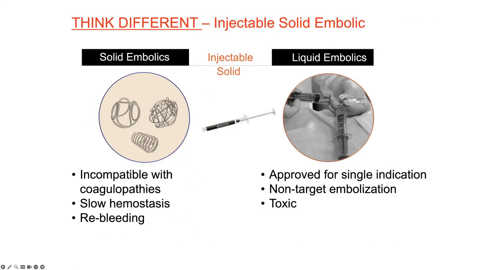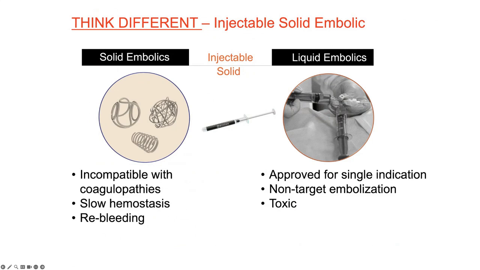The other category of embolics are what they call liquid embolics, which are polymers that precipitate in the blood vessel. These are things that you inject again through the catheter. As soon as they get to an aqueous solution, they start precipitating. The problem with them is that they often have very toxic solvents. They flow down the blood vessel and cause non-target embolization, and they're really not applicable to many different applications. So we wanted to address the challenges with both of these.